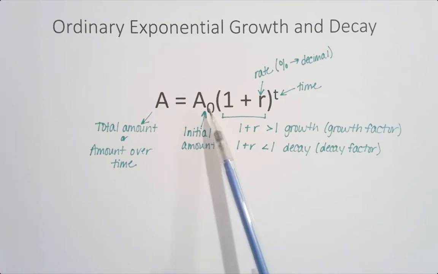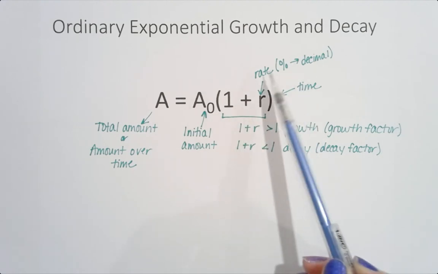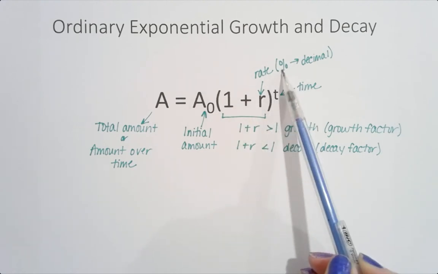A sub 0. This is not A times 0. This is not an O. This is A sub 0. It's kind of like an exponent, but it's written down low. It means initial amount. This is whatever your starting value is. Then you've got 1 plus R. R represents a rate. It's always going to be given to you as a percent.